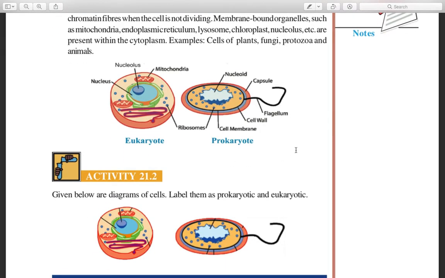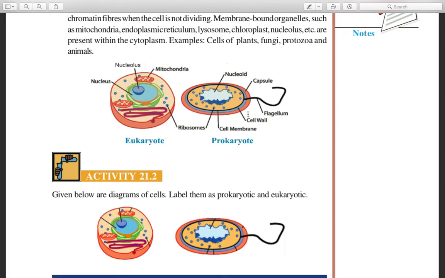So here they have given a diagram of eukaryotic cells and prokaryotic cells. If in the exam they ask you, you have to draw this. It's very easy. You just draw a cell and the membrane is there, and you have the nucleus inside, and the nucleolus is present inside. The nucleolus is a part of the nucleus which has an important function in making proteins in the cell, and mitochondria is there.